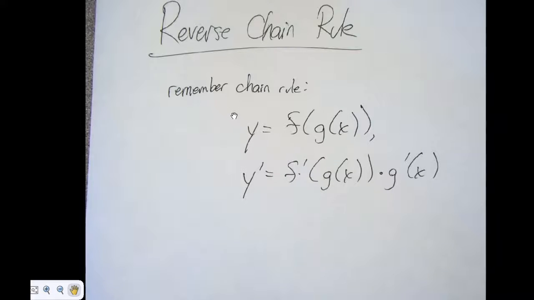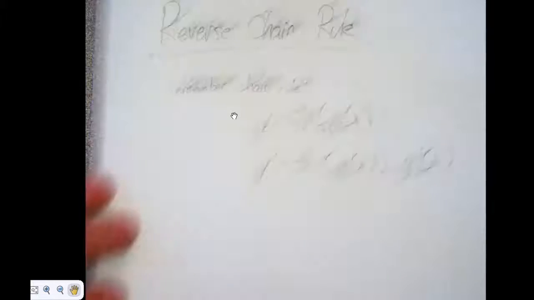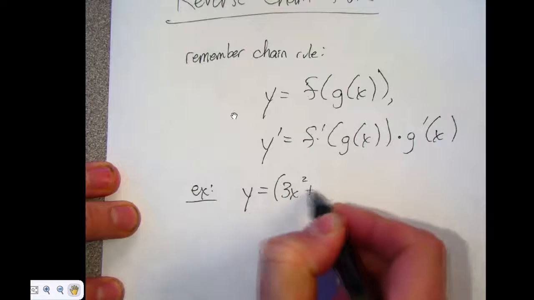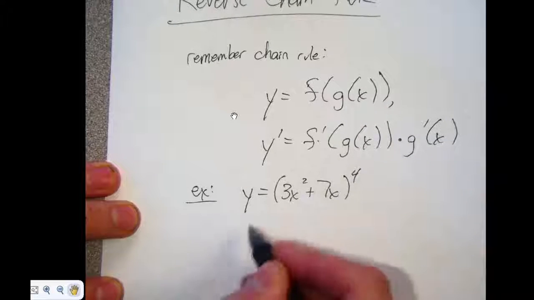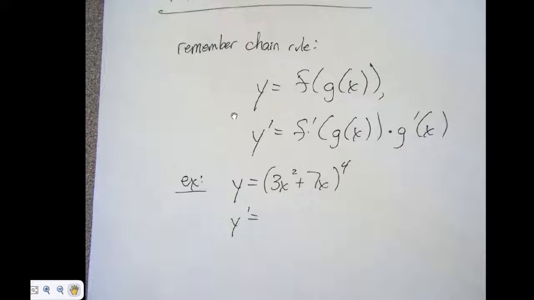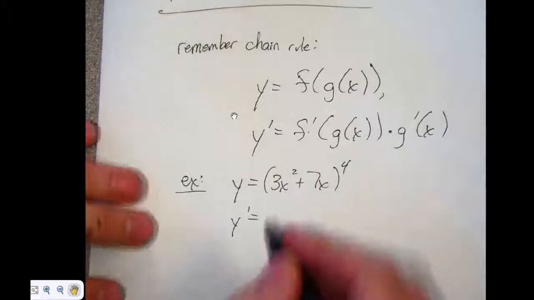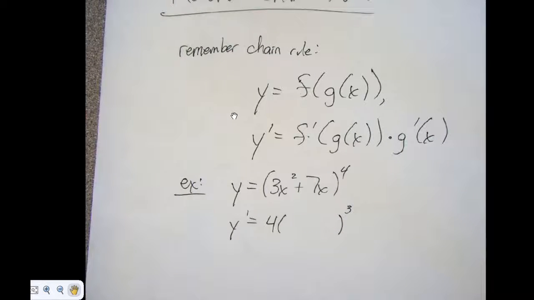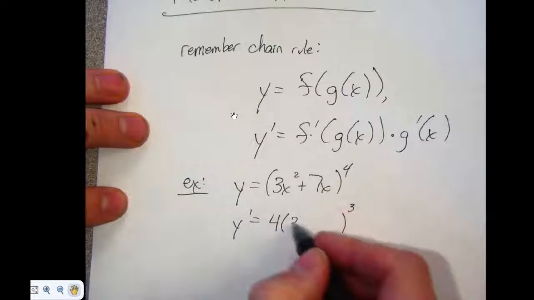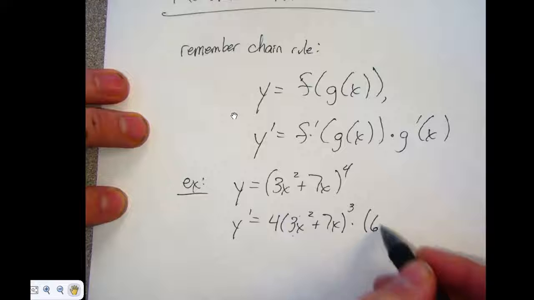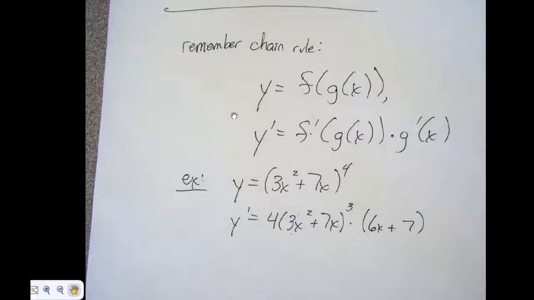So here, let's do an example, just reviewing regular chain rule. Let's say 3x squared plus 7x to the 4th. So what's your big guy in this case? The 4th power. You take the derivative of the big guy, which in this case is a power, so you bring it down and reduce the power by 1. What do you do with the little guy? Leave Packard alone, and then you multiply by the derivative of the inside, right?